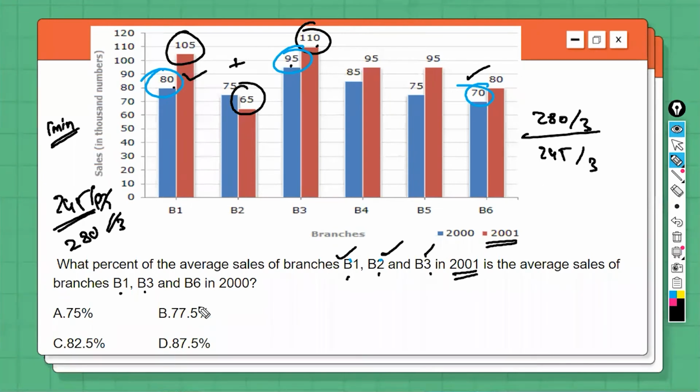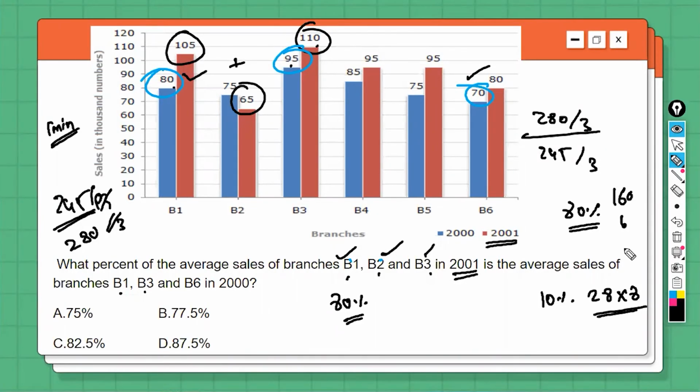Wait a minute. The answer options are approximately around 80%. Okay. So what is 80%? Find that. 10% is 28. So 80% will be into 8. So 20 into 8 is 160, 8 into 8 is 64, like 224. 224 is 80%. And I'm just going to say option C or D should be the right answer.